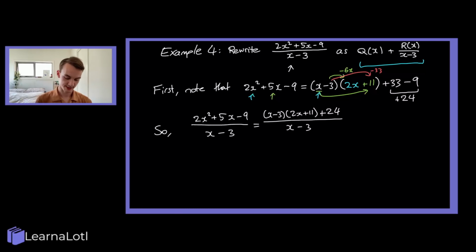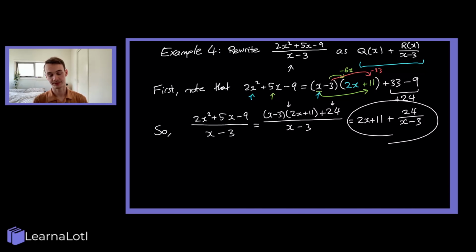And here I can split up this first term and this second term so that I get to cancel those x minus 3's. And that way I get 2x plus 11 plus 24 over x minus 3. And that is my answer. Again, we could double check this step here. This is really the crucial step, rewriting that polynomial as a factor, quotient, and remainder. I could double check that by expanding my right-hand side.